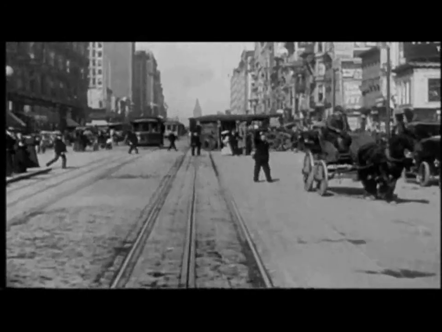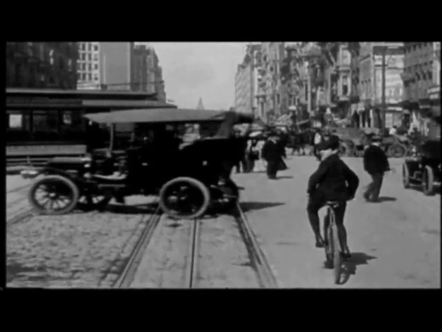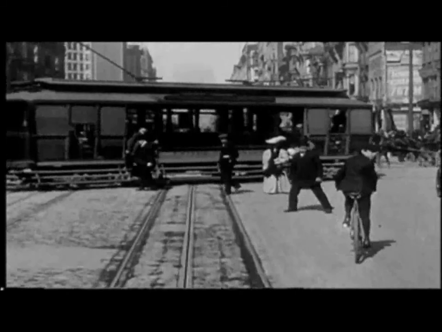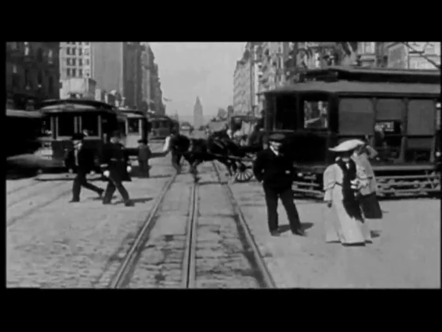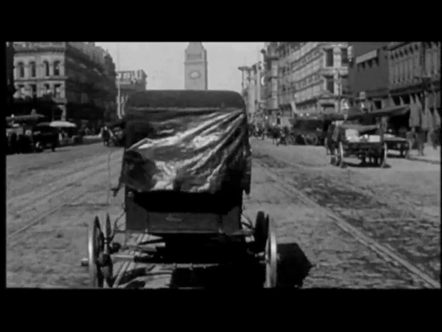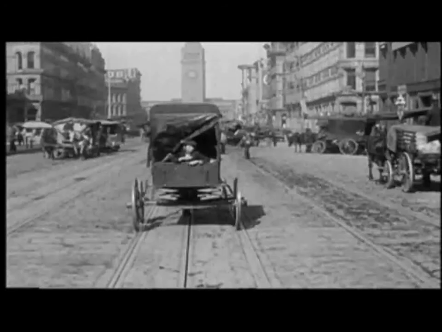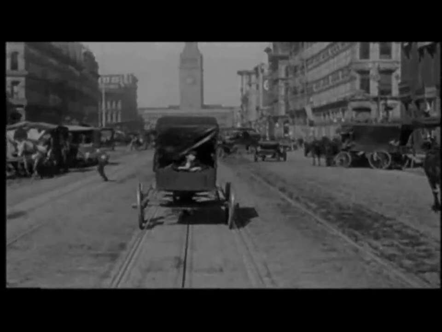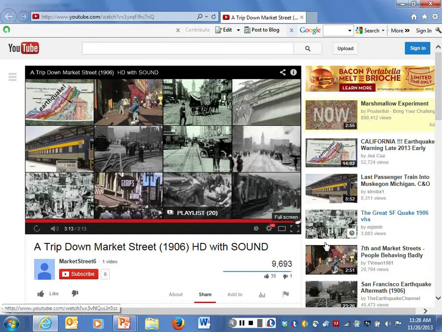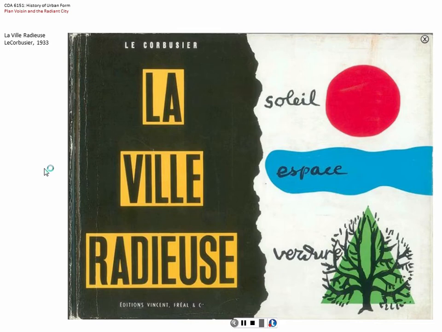And because of that, the conflicts between pedestrians and automobiles, vehicles, was substantial. People were hit frequently. And so there was great consternation, again, in the realm of public health, if you think about it, that really had to do with trying to rationalize the flow of traffic. Right? The flow of traffic. And we see that here in La Ville Radieuse.